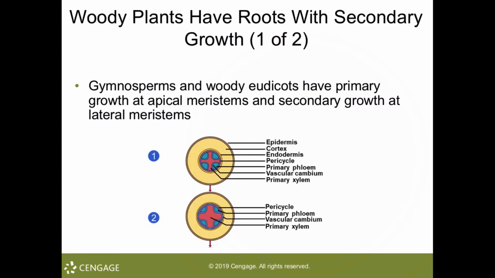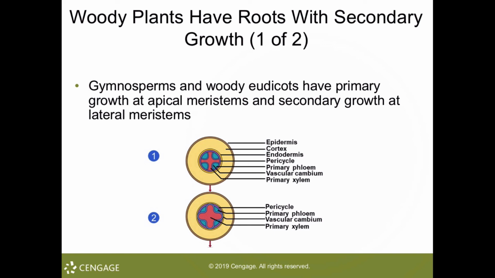So from here, I'll continue on. Woody plants have roots with secondary growth. Plants that produce stems with secondary growth also produce roots with secondary growth. These plants that do such things are known as the gymnosperms and woody dicots. They have primary growth at apical meristems and secondary growth at lateral meristems.